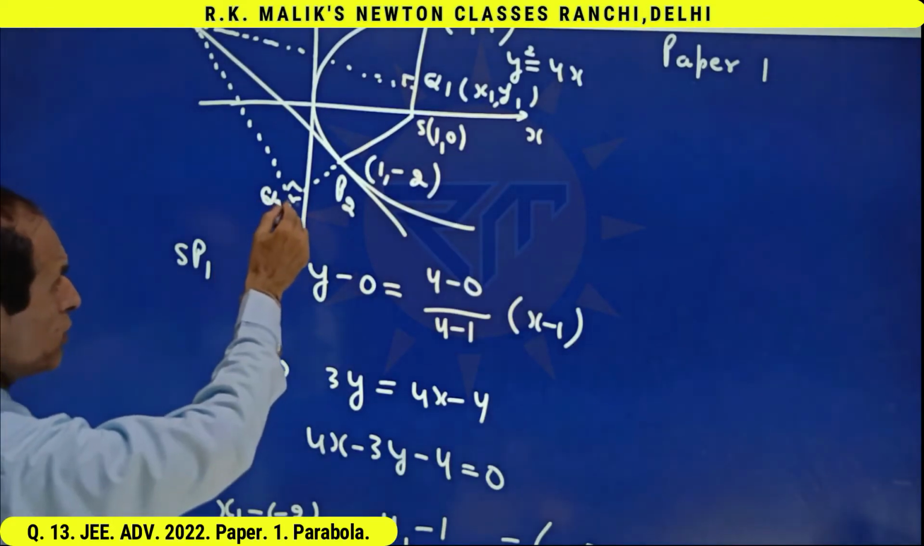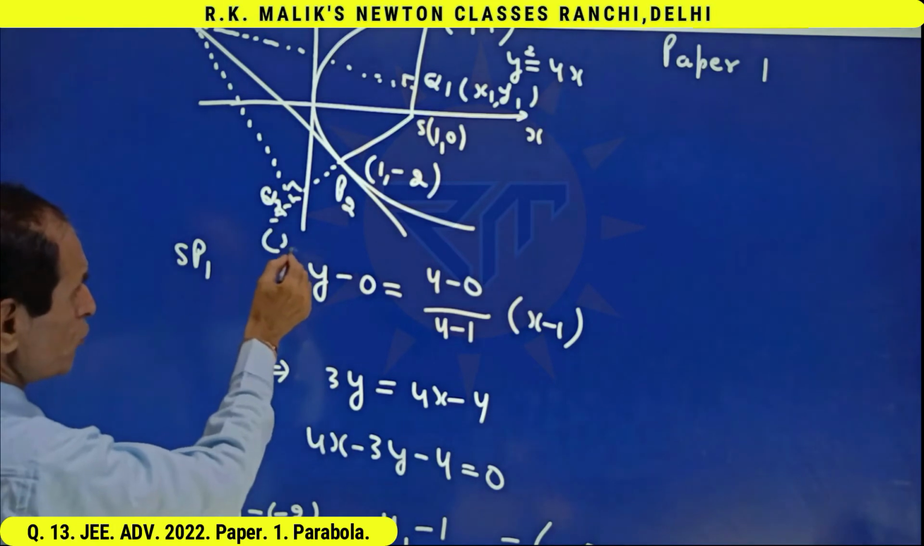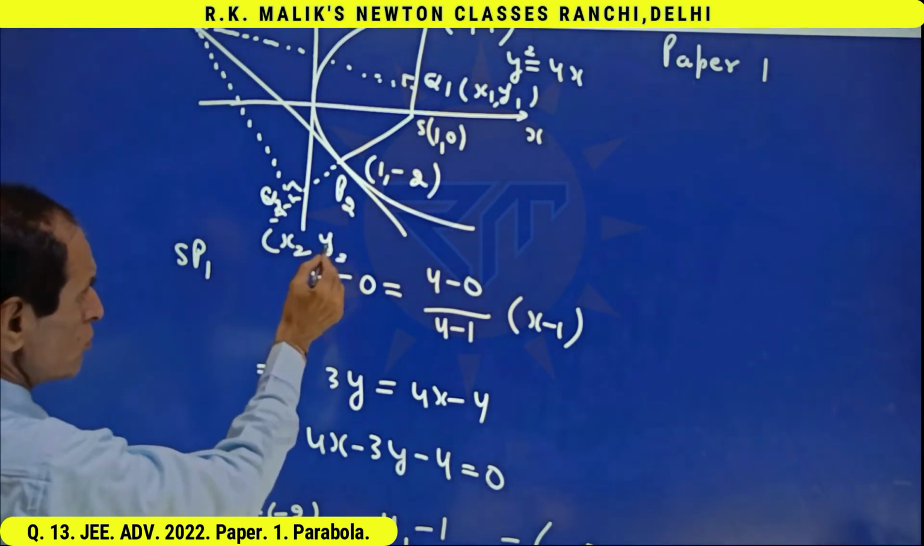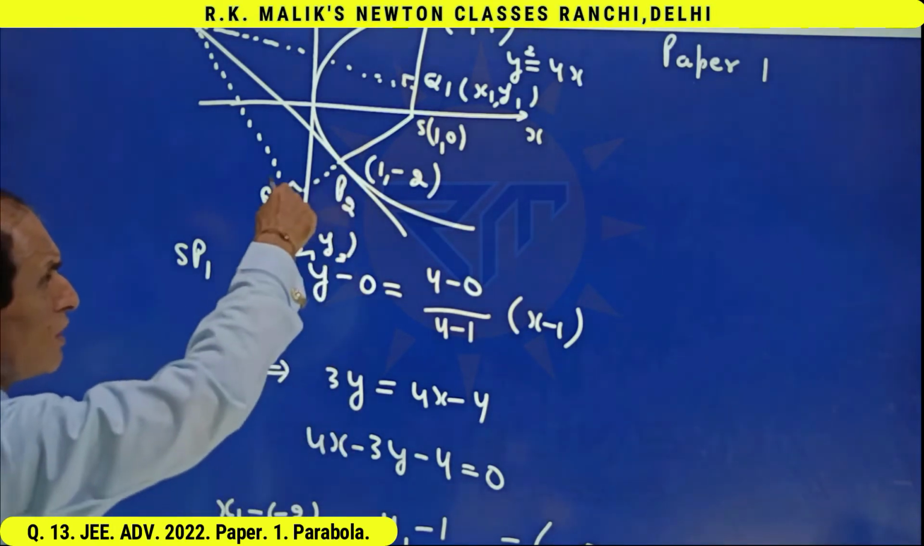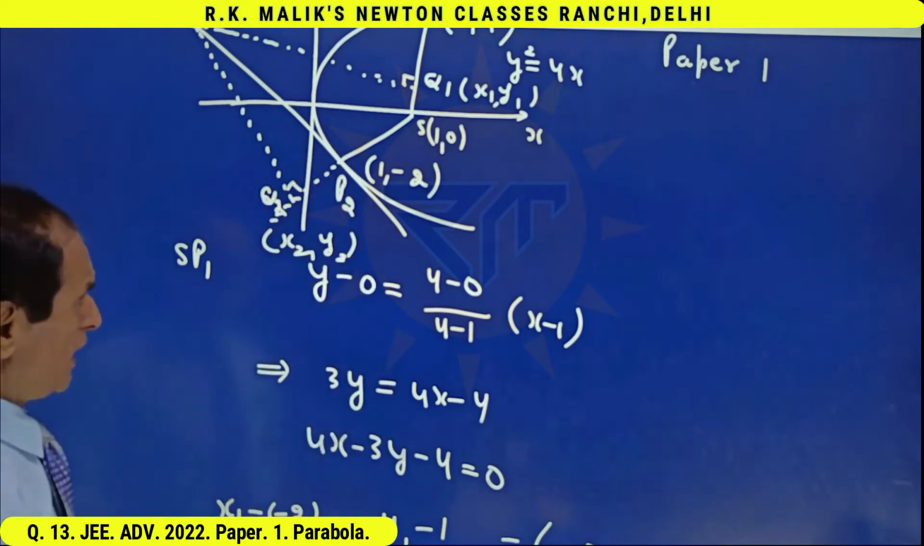Similarly, to find the coordinates of Q2, let us suppose it as (x2, y2). First of all, we will find the equation of the line SP2.